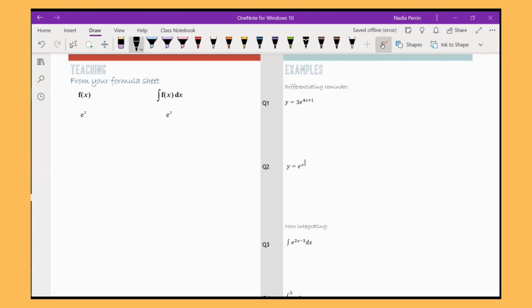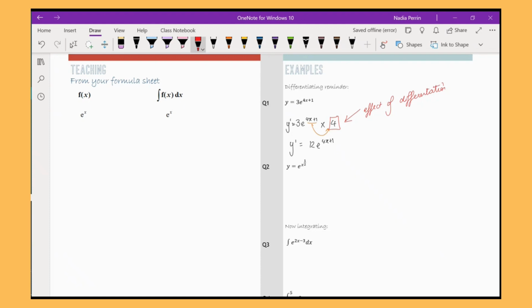So looking at this first question here, if we differentiate that, we're clearly going to get the same answer, but then we have to multiply by the derivative of that top bit. So the derivative of this is 4. So our actual answer, I should put y dash, is going to be 12 e to the 4x plus 1. So when we're going to be doing this in reverse, I'm going to start calling this the effect of differentiation. So when we differentiate, there's more going on than just e to the x.